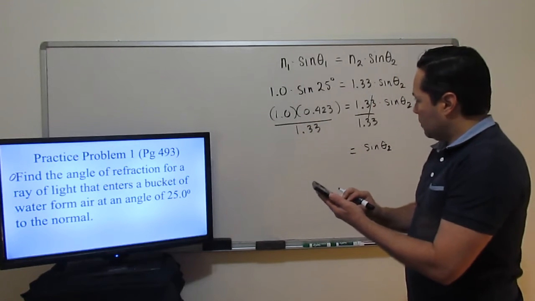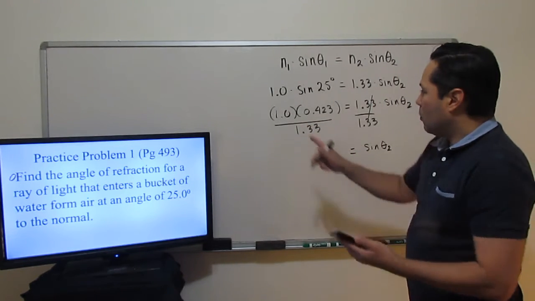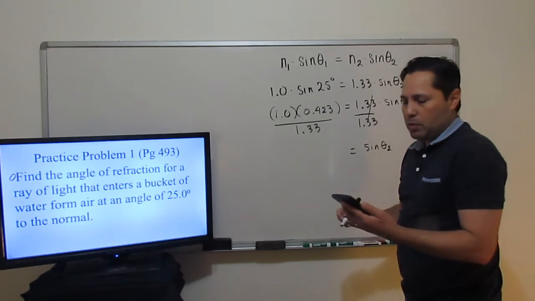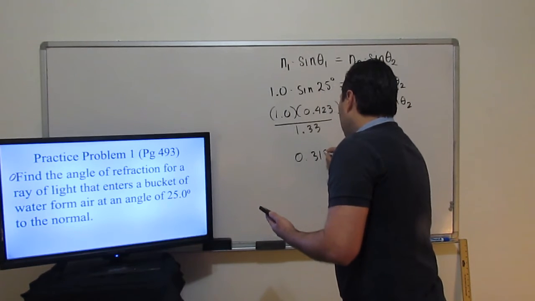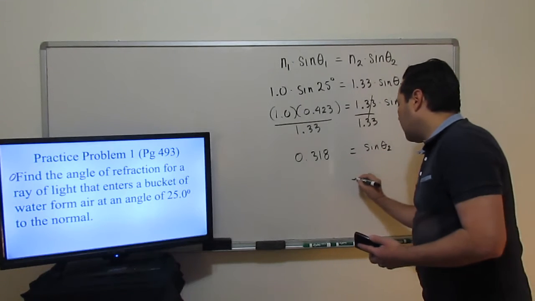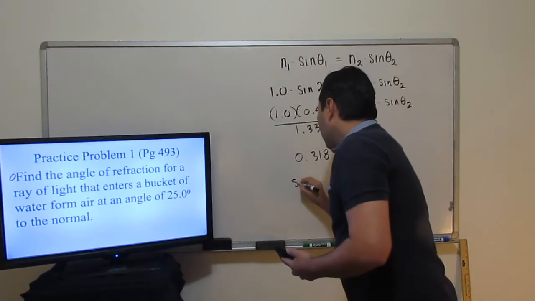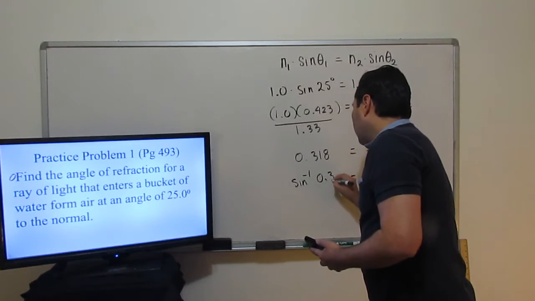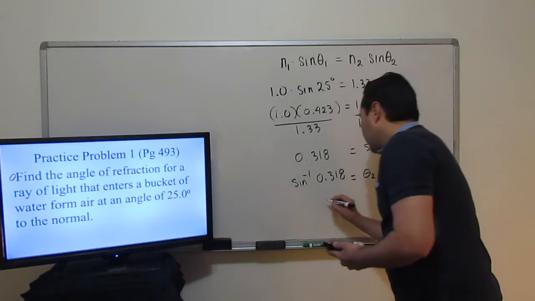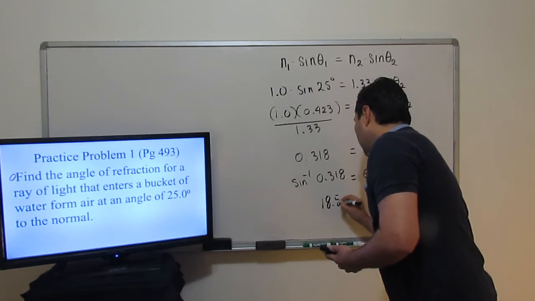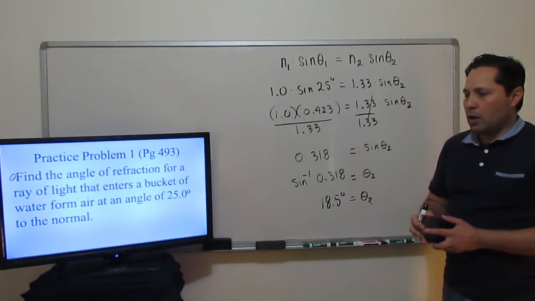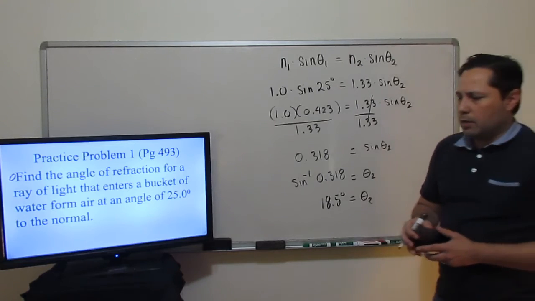Let's see, 1 times 0.423 divided by 1.33 gives me 0.318. Next, I'm going to do the inverse sine so I can isolate the theta. So it's inverse sine of 0.318. The answer is 18.5 degrees. So that is our second problem. Next, let's move forward.